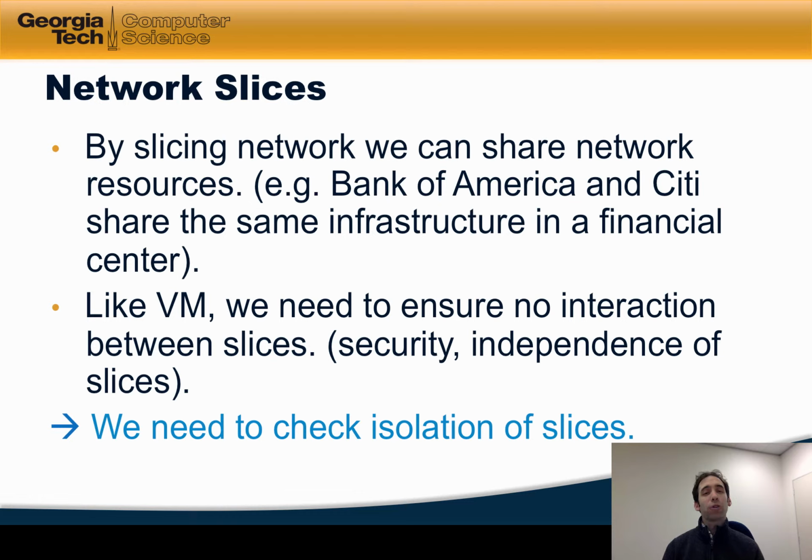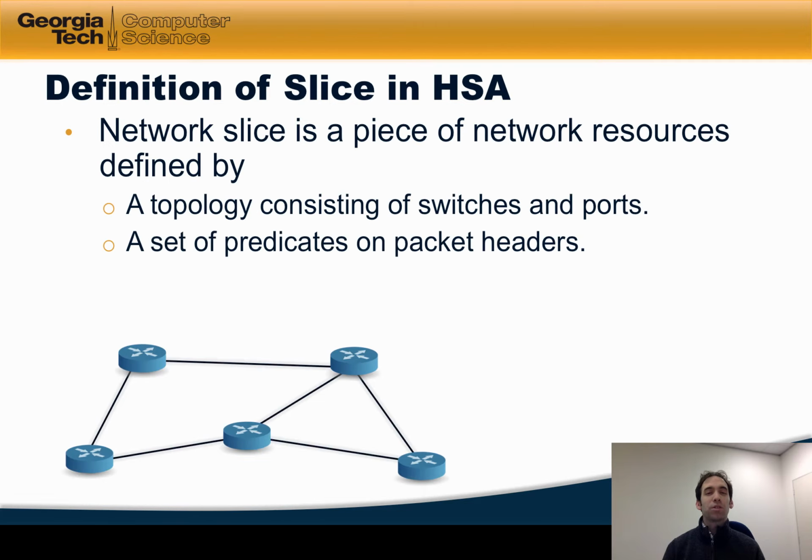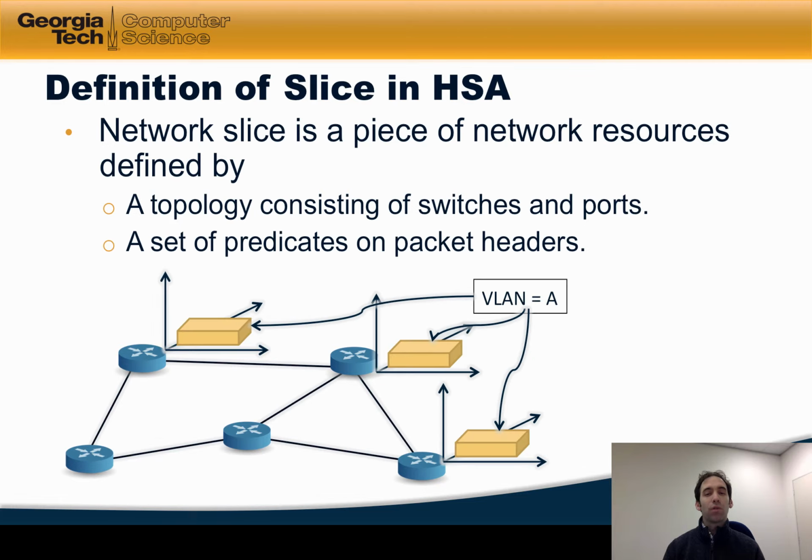We can also apply header space logic to network slicing. In a previous lesson, we explored how slicing a network can allow sharing of network resources between different tenants. Just as with a virtual machine, we need to ensure that no interaction occurs between these slices. Header space analysis can allow us to check this isolation. A network slice in header space analysis is simply a piece of network resources that is defined by a topology and a set of predicates on packet headers. For example, a VLAN might be an example of a slice.